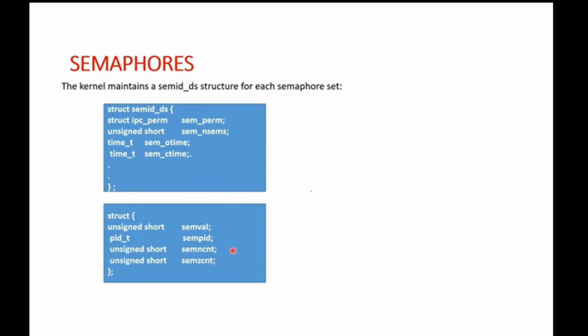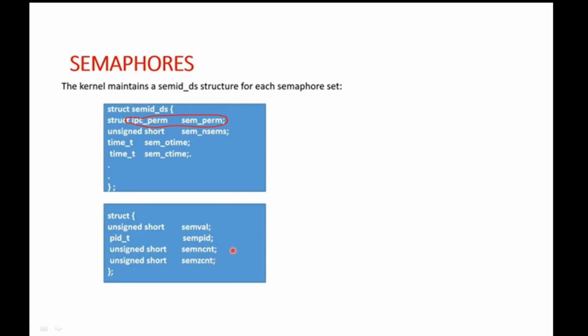Next, the kernel maintains a semid data structure, that is the semaphore ID data structure, for each semaphore set, whereas the semid_ds data structure consists of some fields. The first one is the structure IPC permission, for the IPC communication you are going to perform. So whatever permissions it is going to have, that structure variable will be present in the semaphore structure.